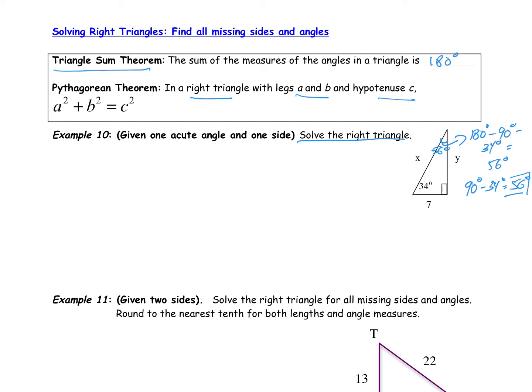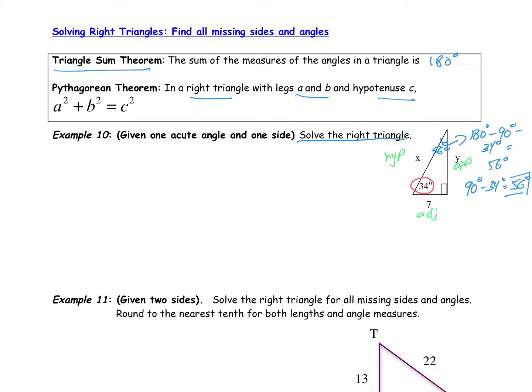And now we'll try to find the missing side lengths. Since we're given the 34-degree angle, I'm going to focus on that angle. Now I'm going to label the lengths of the sides of the triangle according to adjacent, opposite, and hypotenuse. The side opposite the right angle, which is labeled x here, is our hypotenuse. So I'm going to label that. The side opposite the 34-degree angle is the opposite side, so I will label that. So y is the opposite side, and the length 7 is on the adjacent side.